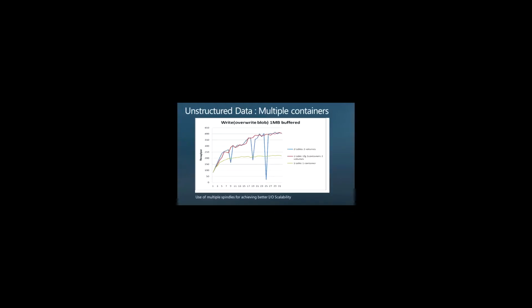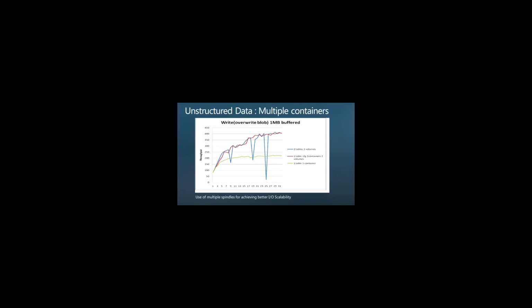So here's an example where we compared throughput. The green line is the throughput I can achieve by overwriting the blob using 1 megabyte buffered writes. If I have a single table with a single container, that's the situation I had in SQL Server 2008. You can see we scale up to about, in this case, 220 writes per unit in this context.